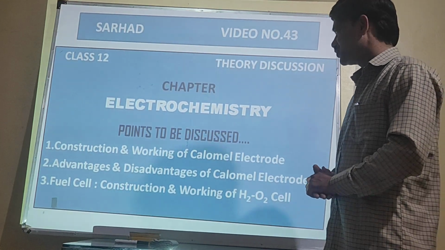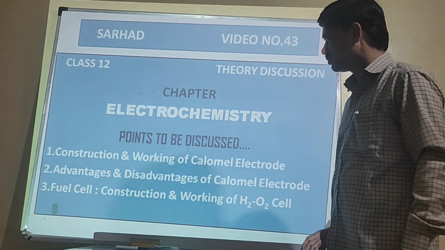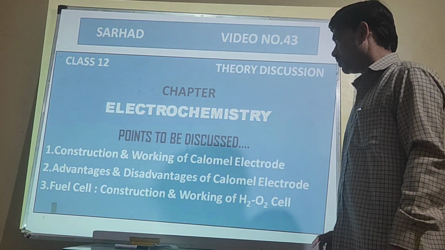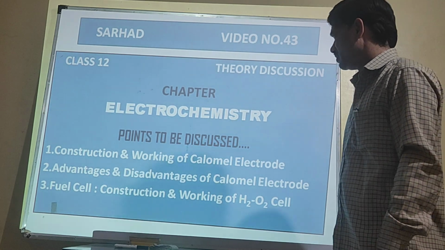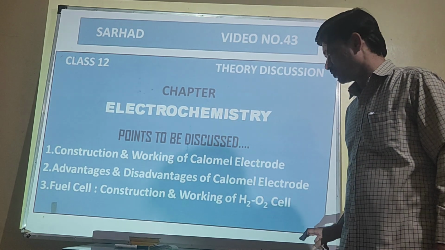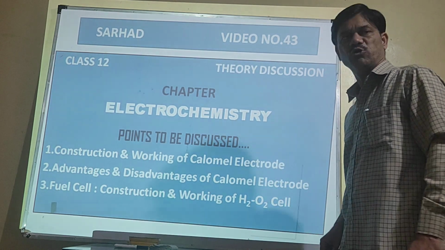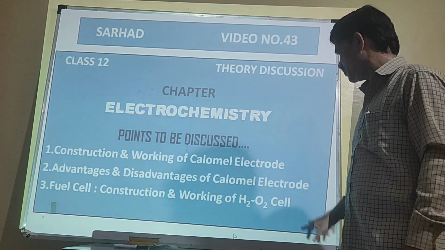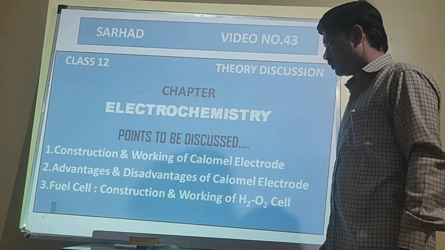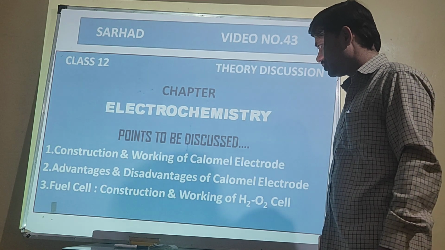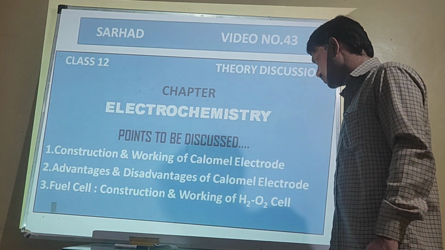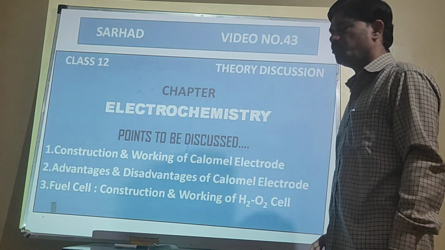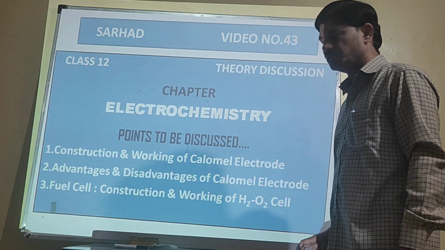Students, in today's session we are going to discuss three important points regarding the chapter electrochemistry. For the first point, we are going to discuss the construction and working of a reference electrode in the form of which one? Calomel electrode. What about the second one? What are the advantages and disadvantages of the calomel electrode? And what is the third one? Fuel cell means what? And what about the construction and working of a typical hydrogen oxygen fuel cell? So these are the three important points we are going to discuss in today's session.